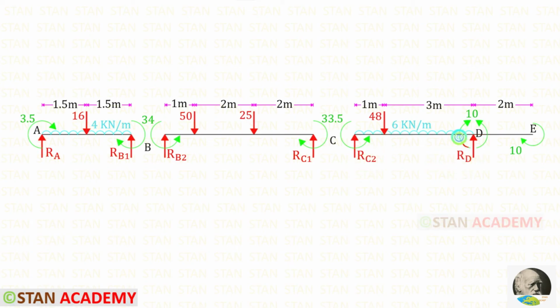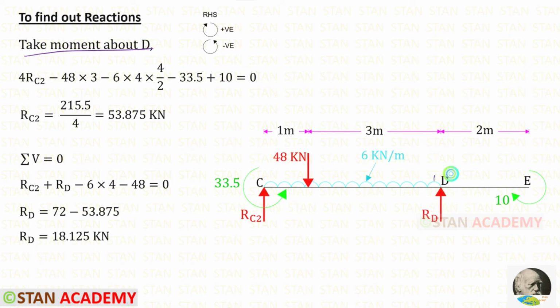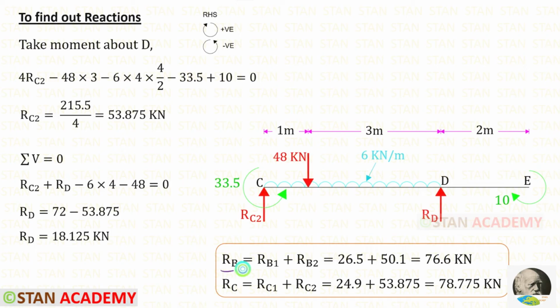Now let us take CD and DE together and find the reactions RC2 and RD. No need to consider these two moments because both of them will get eliminated. We have to consider this moment which is acting in the anti-clockwise direction and this moment which is acting in the clockwise direction. By taking moment about D, we can find RC2, and then by applying this rule, we can find RD. Let us find RB by adding RB1 and RB2, so that for RB, we will get 76.6 kilonewton.